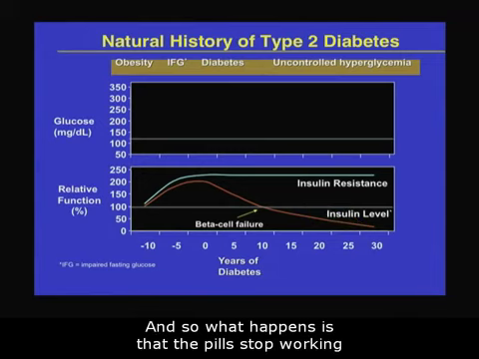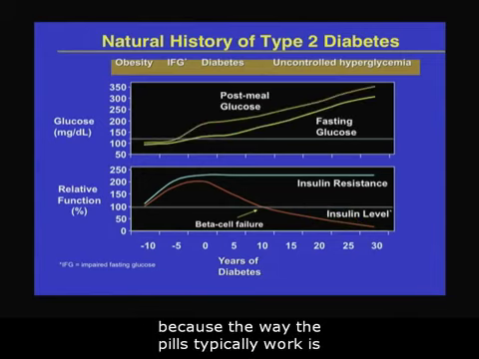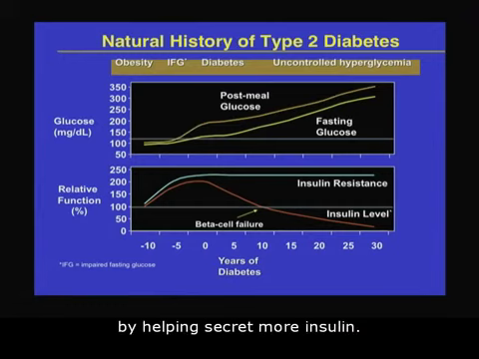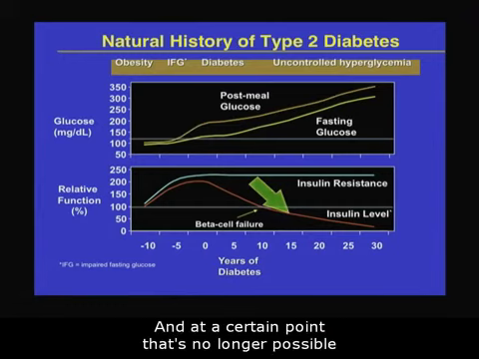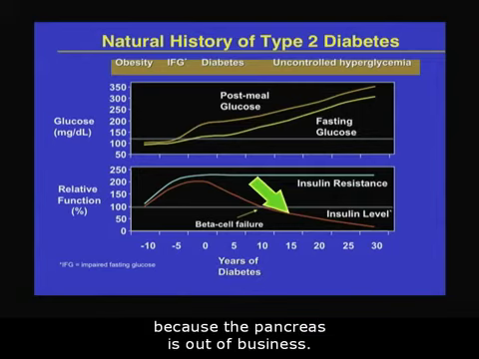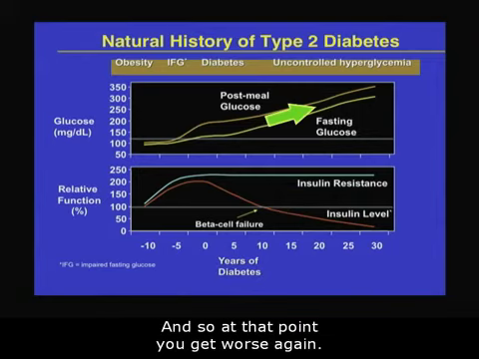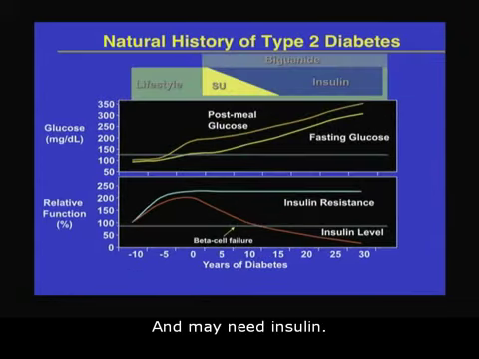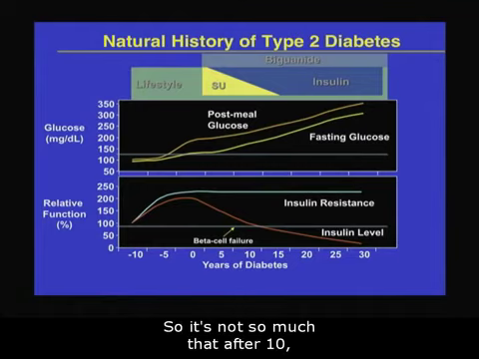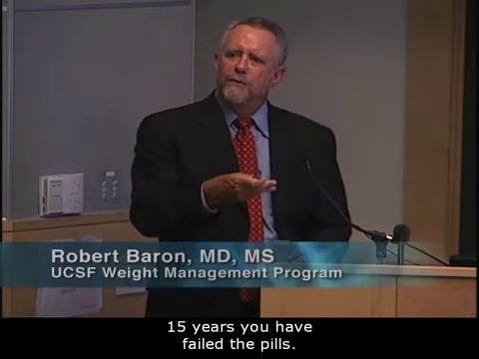And so what happens is that the pills stop working because the way the pills typically work is by helping secrete more insulin. And at a certain point, that's no longer possible because the pancreas is out of business. And so at that point, you get worse again and may need insulin. So it's not so much that after 10, 15 years you have failed the pills.